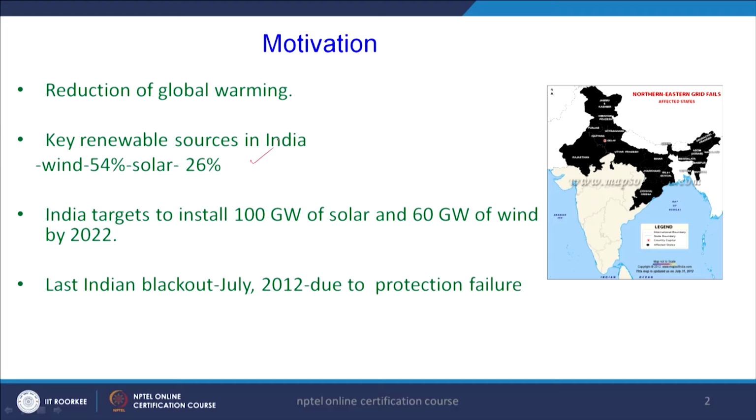And another issue is coming here: the key renewable sources in India, basically wind and solar. The wind is 54% and the solar is around 26% of the total renewable generation. And India is targeting to install 100 gigawatt of solar and 60 gigawatt of wind by 2022.